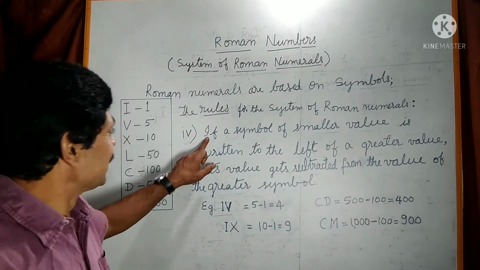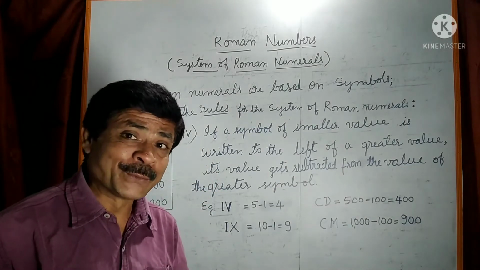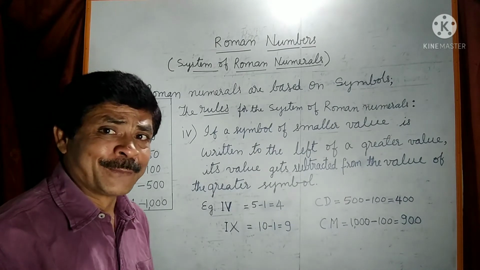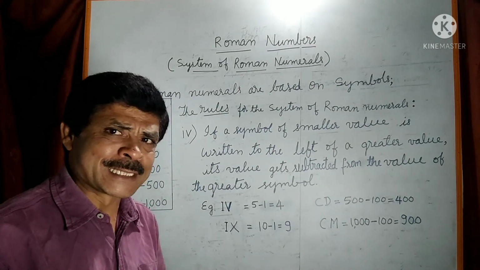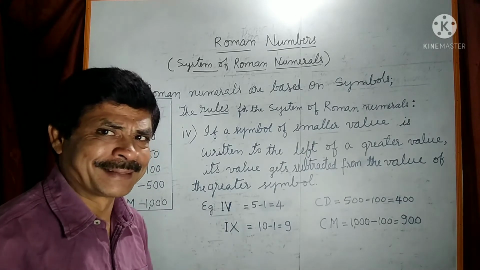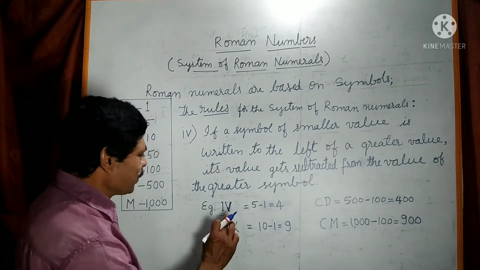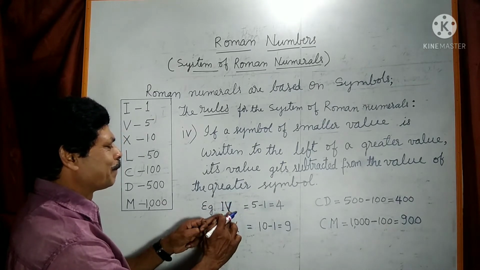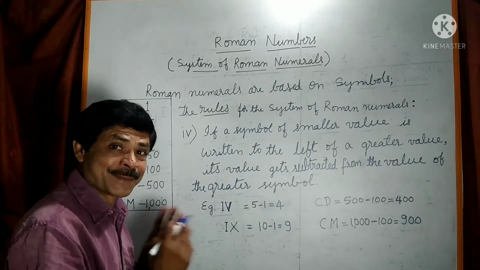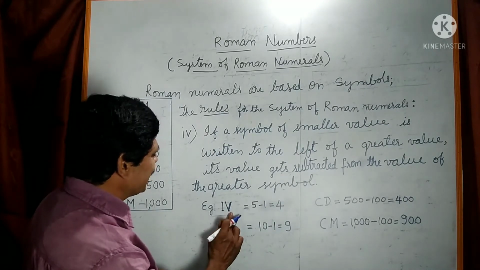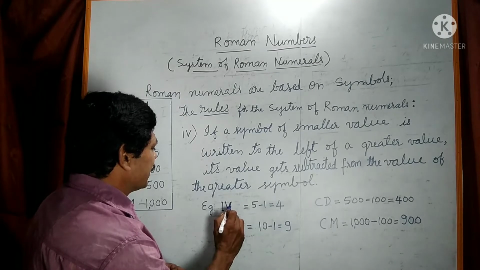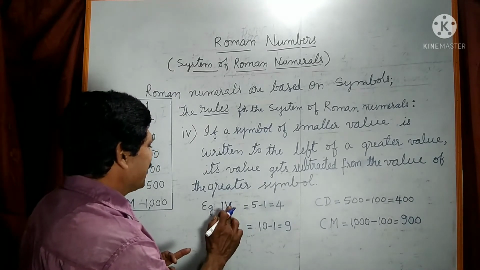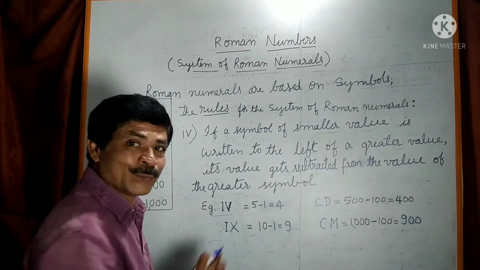Rule number 4 is, if a symbol of a smaller value is written left of a greater value, then its value gets subtracted from the greater value symbol. This means that when we write a smaller value symbol left of a greater value symbol, then its value gets subtracted. See, we have written here V and left of it we have written I. That means that 5 minus 1 is equal to 4.